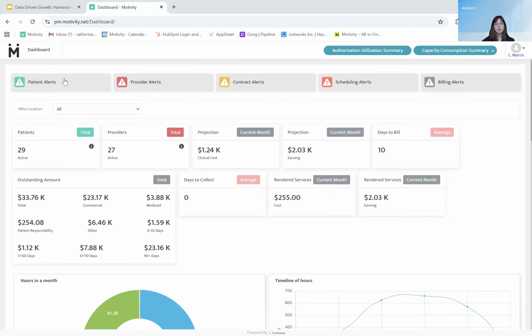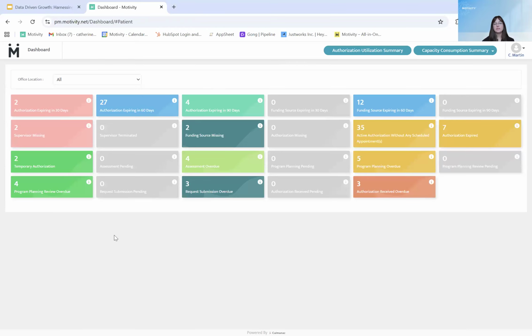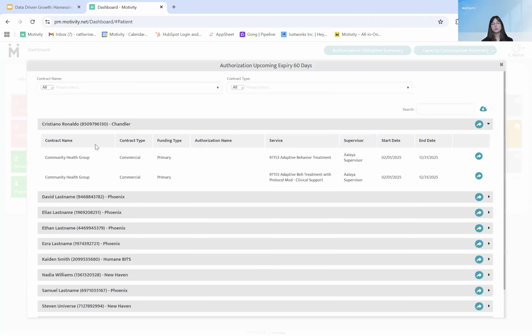Looking into them, if I click into patient alerts, I see information like my authorizations are expiring, and we have that in certain buckets, so 30, 60, 90 days. This information can also be directly sent out to the clinicians that are working with those specific patients. When I click on any of these alerts, it also gives me a breakdown so I can see the patient, I can see the authorization, and I can direct back to that patient in the system to start to make decisions.